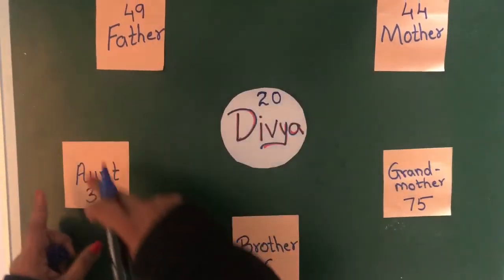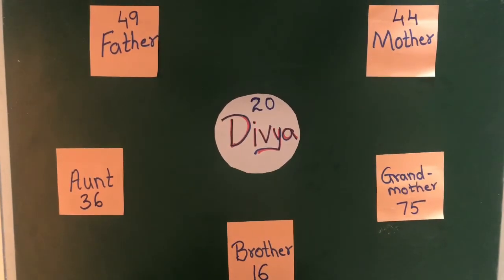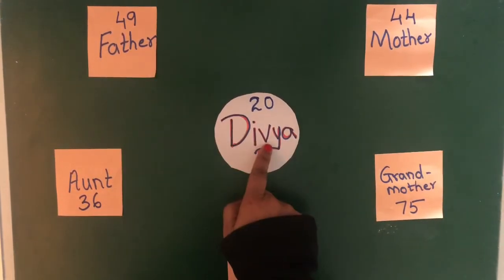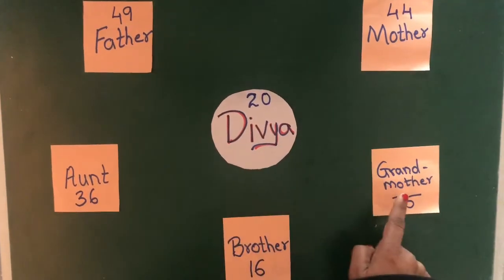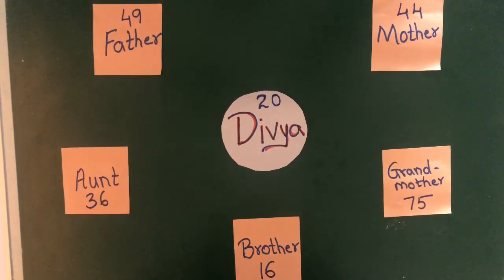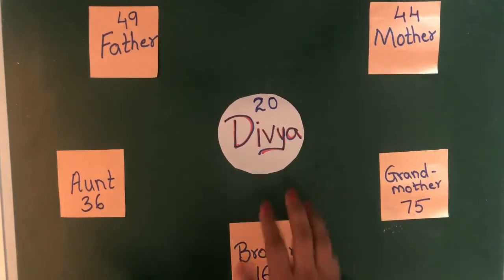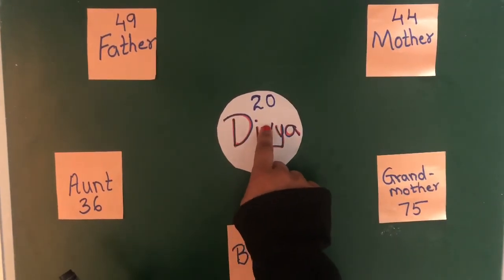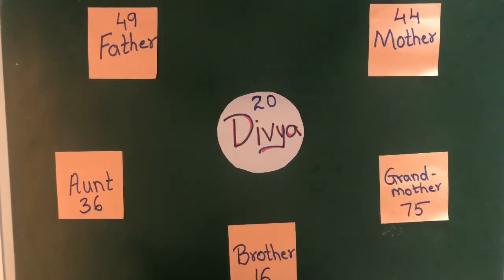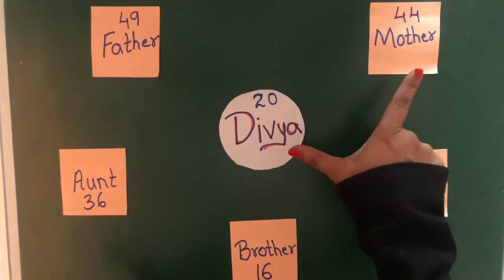Now I know the ages, and I have to find out expressions. Can I find out expressions? The relation between Divya and mother, Divya and grandmother, Divya and brother, Divya and aunt. Can we find out that? Let's try one. I will do one for you and you try the rest yourself. In fact, you can also put your own age in the center and find out the other ages and expressions of your own family. Let's try Divya's relationship with mother in terms of her age.